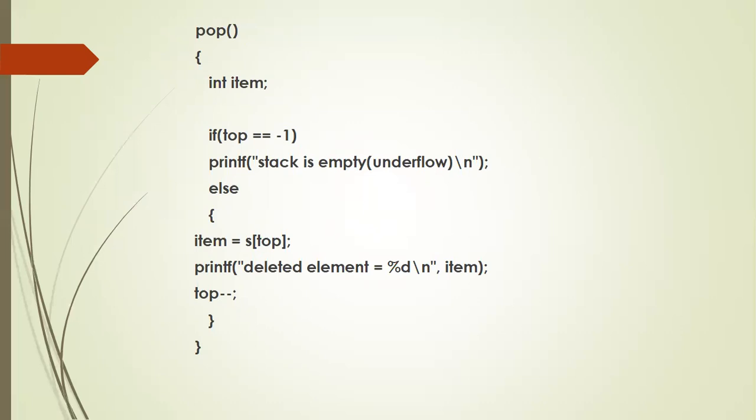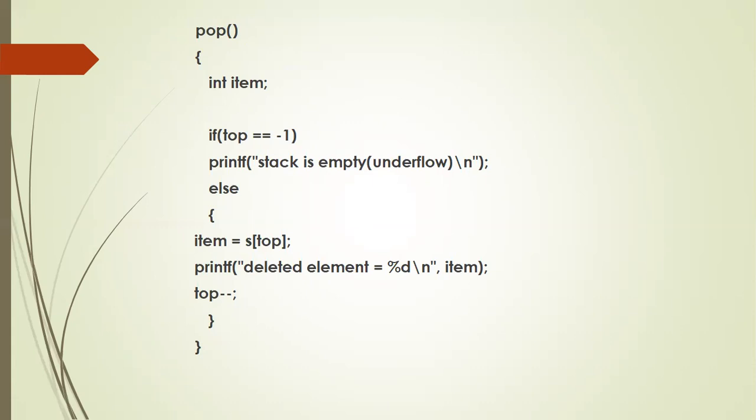So each time when you remove an element and top is decremented, whatever element you are removing, you are displaying. So finally when 10 is deleted, before deletion of 10, top value is how much? 0. So item becomes S of 0. What is deleted? 10 is deleted. So item becomes now 10. Then deleted element equals 10, top -1. So after S of 0 is deleted, top is decremented, which means top becomes -1. So top equal to -1 is true. So it leads to the empty condition.